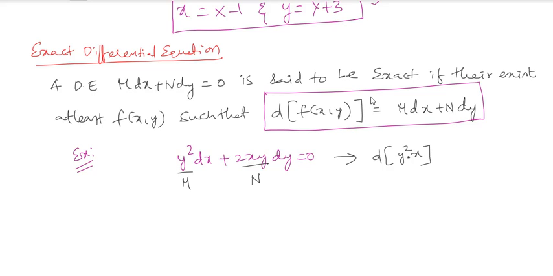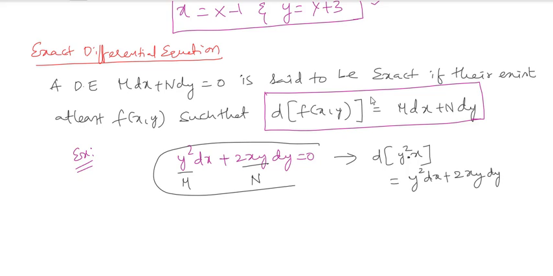So you apply the UV rule. What will you get here? Differentiation of y square into x will be y square into dx plus 2xy into dy. Am I right or not? Same as this one. So what I'm telling is, if I am able to write the given M dx plus N dy in the form of the differentiation of f of x comma y, then I can call that M dx plus N dy an exact differential equation.